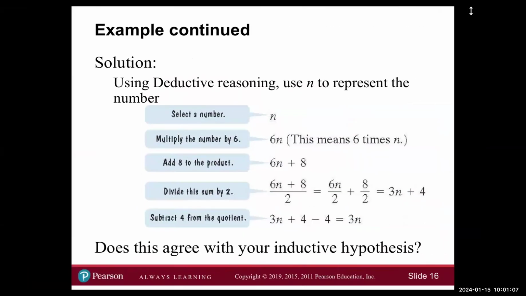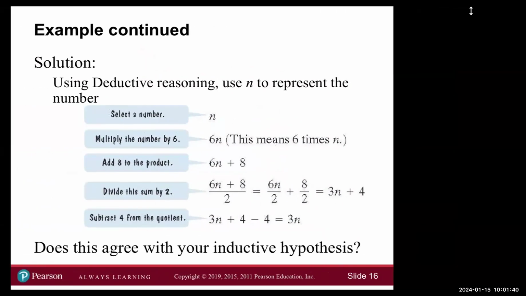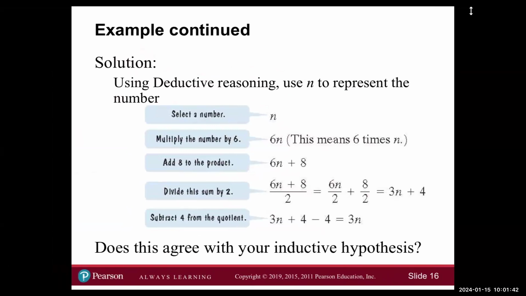Same thing for the solution, using deductive reasoning: use n to represent any number. We select n, multiply by 6, so 6n, and add 8 to this product: 6n plus 8. Divide by 2: 6n plus 8 divided by 2, and we can separate them out: 3n plus 4. Subtract 4 from the quotient: 3n plus 4 minus 4, which is 3n. Does it agree with your hypothesis? Yes or no? Yes, of course.